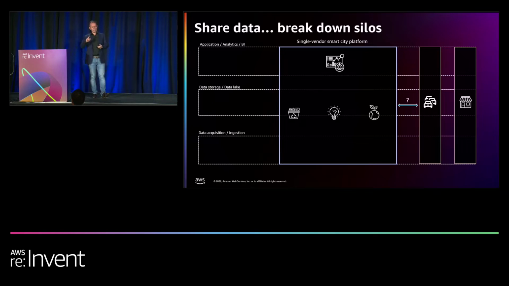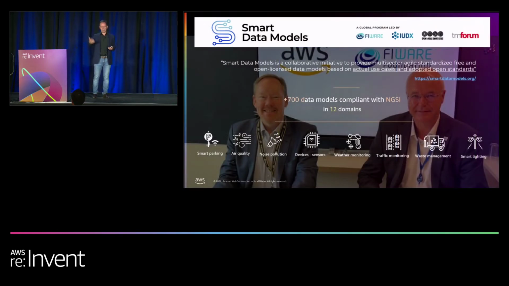And when you're thinking about this platform, we always think about smart data, and I mentioned that up front. And so AWS is part of the Smart Data Models Consortium. It's built on the NGSI information model, and it provides 700 data models in 12 different domains, and you can see some of the bottom there. So when you're using our platform, which I'll show you in a sec, you know that you're using open data standards, which then facilitates that ongoing use of the platform.